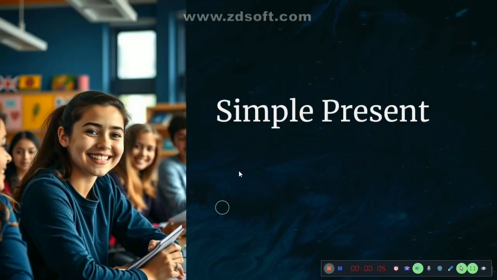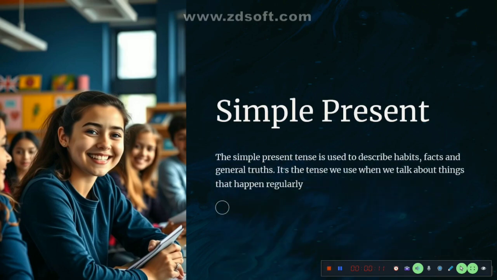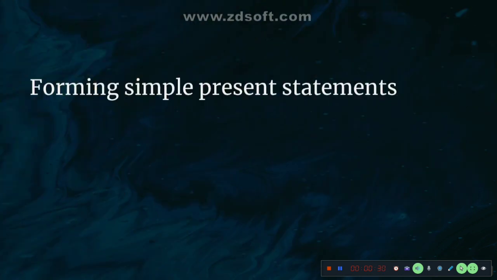First of all, what is the simple present? The simple present tense is used to describe habits, facts, and general truths. It's a tense we use when we talk about things that happen regularly. If you don't understand, don't worry. We are going to talk about all of them. Let's see the form of the simple present statements.